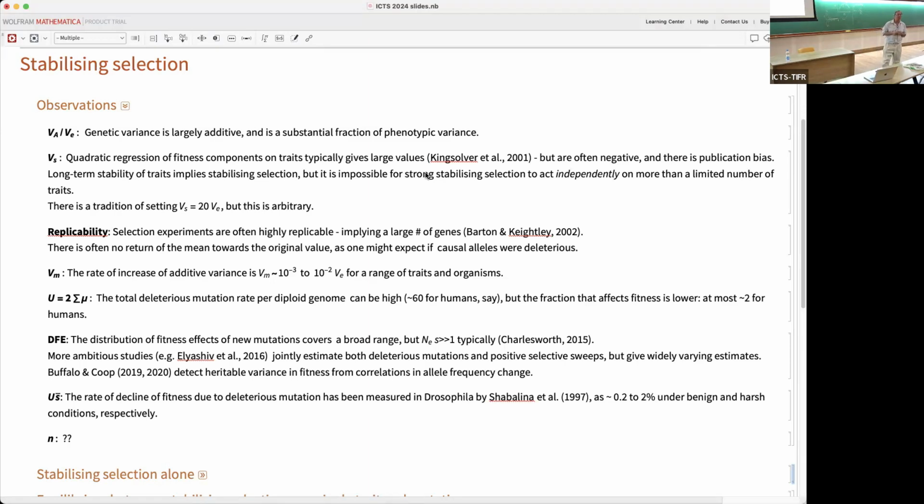Also, quite a few experiments have selected on a trait and then relaxed selection, removed the selection. And very often, at least if you use a fairly large population, there's no return back. And so that suggests that you're not pulling up deleterious mutations which affect the trait in a positive direction, but which, when you relax selection on the trait, will pull you back. There are counterexamples.